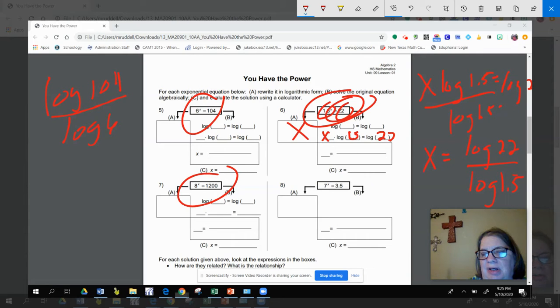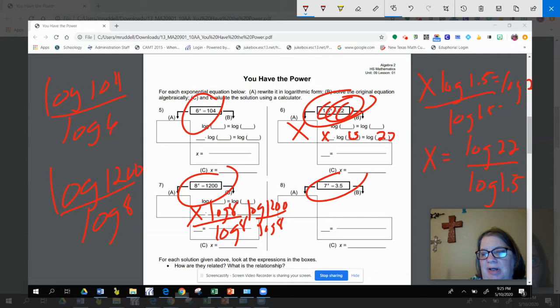What do you think we're going to do here? We're going to do log 1200 divided by log 8. Okay, because this x moves to the front. So you have x times log 8 equals log 1200, right? So to get the x by itself, you divide. What about this one? We're going to end up with log 3.5 divided by log 7, and then just use your calculator.